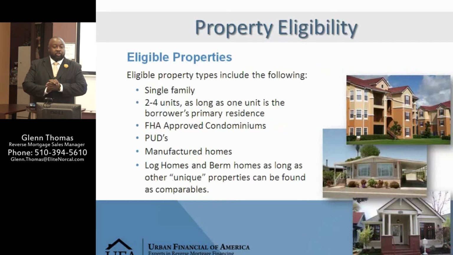All right, these are the properties that are eligible. Single family. You can get 2 to 4 units, so you can get a duplex, triplex, or a fourplex. And as long as it's FHA approved for a condo, you can do it. Some manufactured homes, log cabins, as long as they're unique properties that can be financed with comparables. So if you have a log cabin and you want a reverse mortgage, as long as we can find some comps, we can do it. People say, oh, you have a manufactured home, you can't do it. That's not true. As long as it's a manufactured home that has not been moved and is bolted down, we can do a reverse mortgage on it.